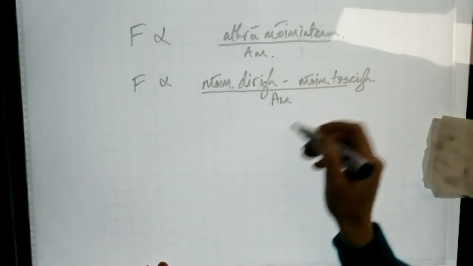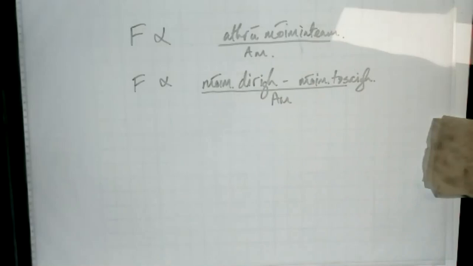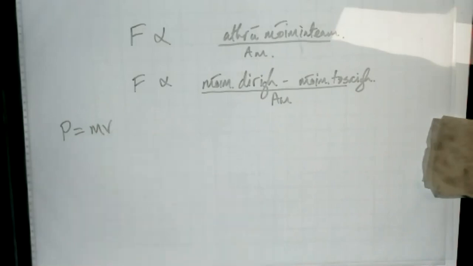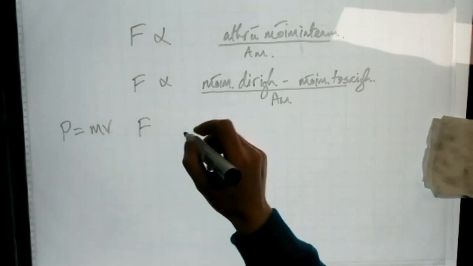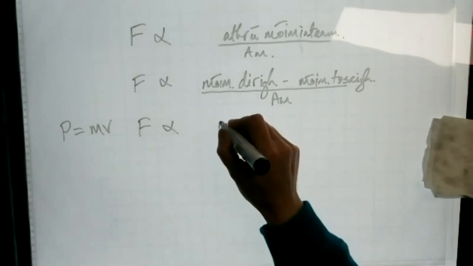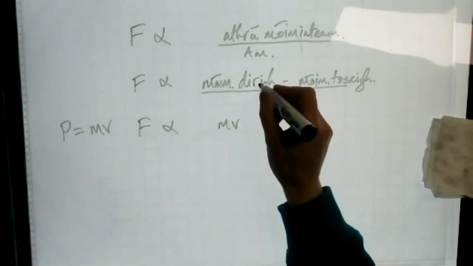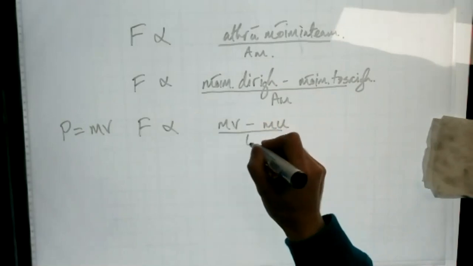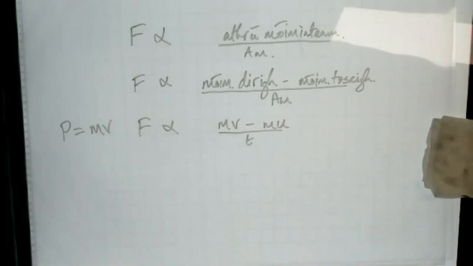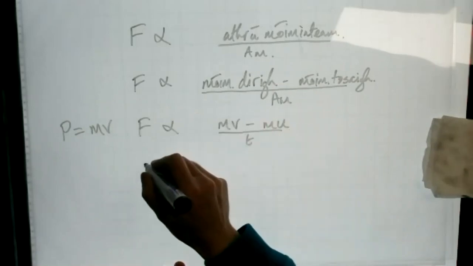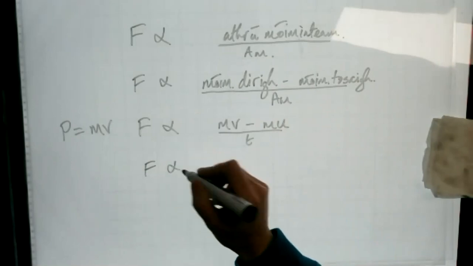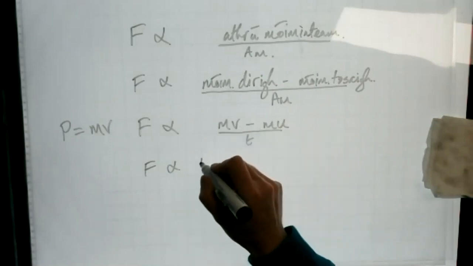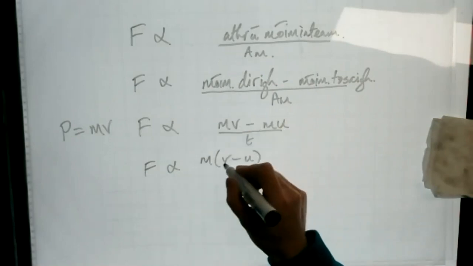Now the formula for momentum: momentum p equals mass times velocity. So force is proportional to mv minus mu, final velocity minus initial velocity, over time t. If we factorize that, we get m times (v minus u) over t.